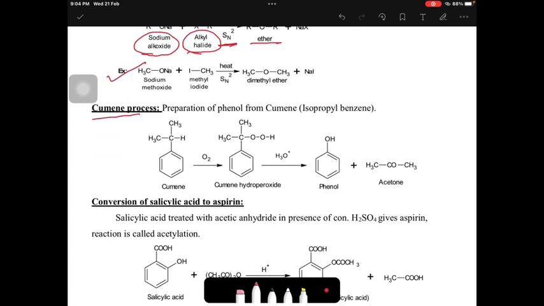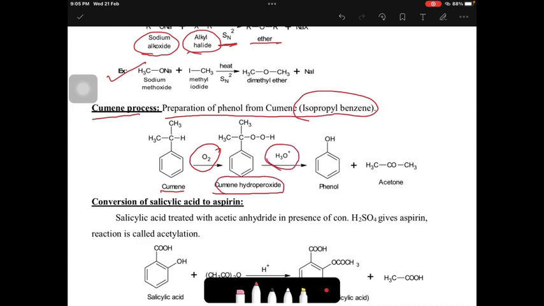Cumene process, preparation of phenol from cumene. The IUPAC name of cumene is isopropyl benzene. When cumene undergoes oxidation in the presence of air, it forms cumene hydroperoxide. Cumene hydroperoxide, followed by hydrolysis, gives phenol and acetone.